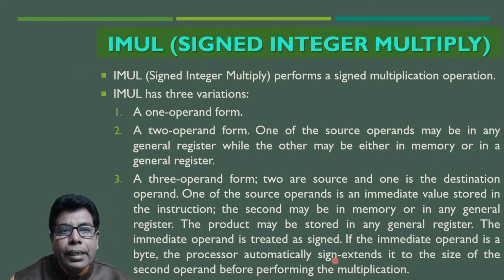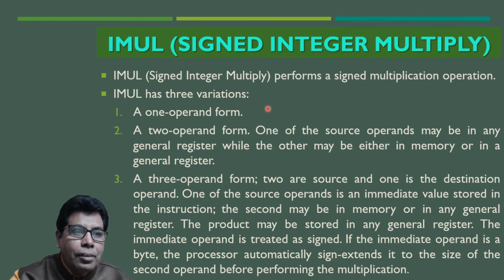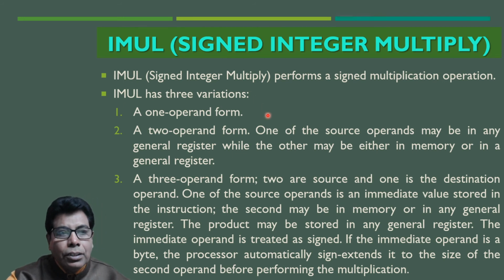Then the signed integer multiply, IMUL. It will perform the signed multiplication operation. It has three variations. First is the one operand form. In the one operand form, a byte, word or double word located in memory or in a general register, and this instruction uses EAX and EDX as the implicit operand in the same way as the MUL instruction. Then the two operand form. One operand, the source operand, may be in any general register while the other may be in memory or in a general register.